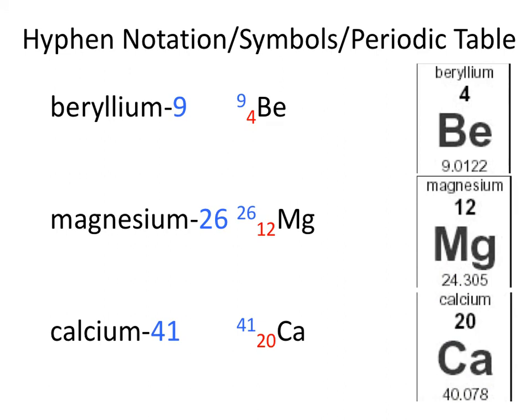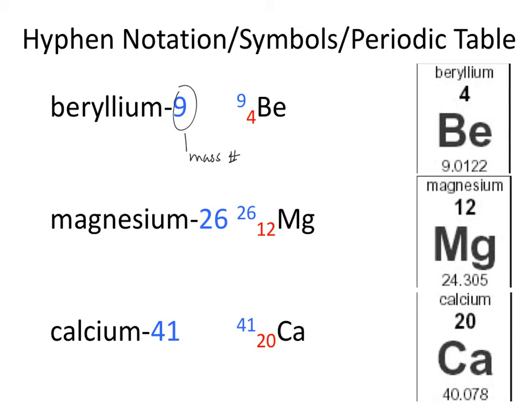If we look at these examples, notice we have beryllium-9, magnesium-26, calcium-41. So the 9, the 26, and the 41 are the mass numbers respectively. This is how we write out and identify the specific isotope we're discussing. So the mass number is what we have written here after the hyphen, and this is how we indicate the isotope that we are discussing.